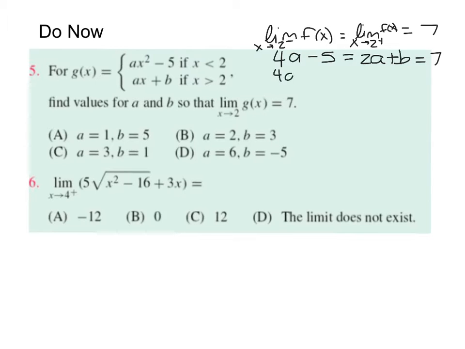So we're just setting those equal. If 4a minus 5 equals 7, 4a is 12, a is 3. So then 6 plus b equals 7, so b equals 1. So the answer is C.